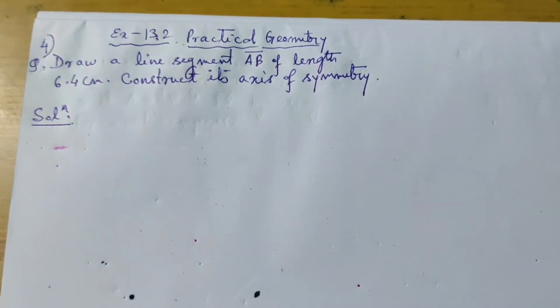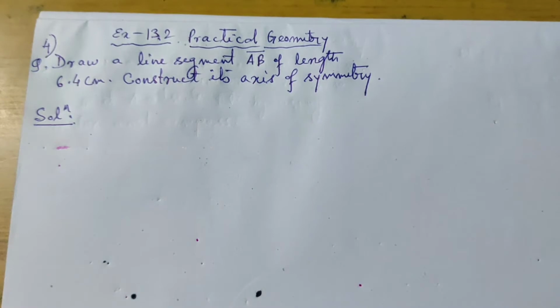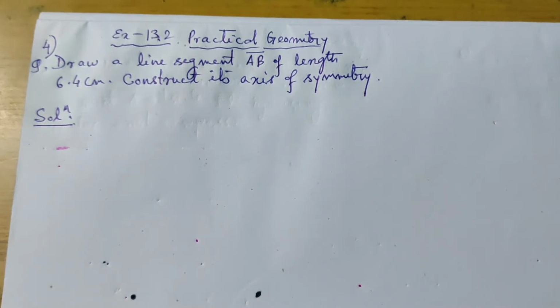Hello everybody, today we are going to construct a line segment AB of length 6.4 cm and then we will construct its axis of symmetry. Now the line segment, how to draw, everybody knows about that. And what about the axis of symmetry?